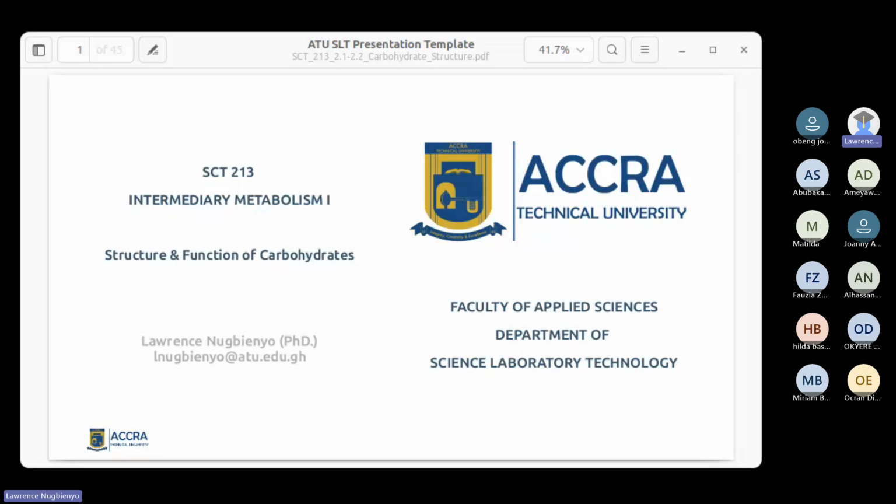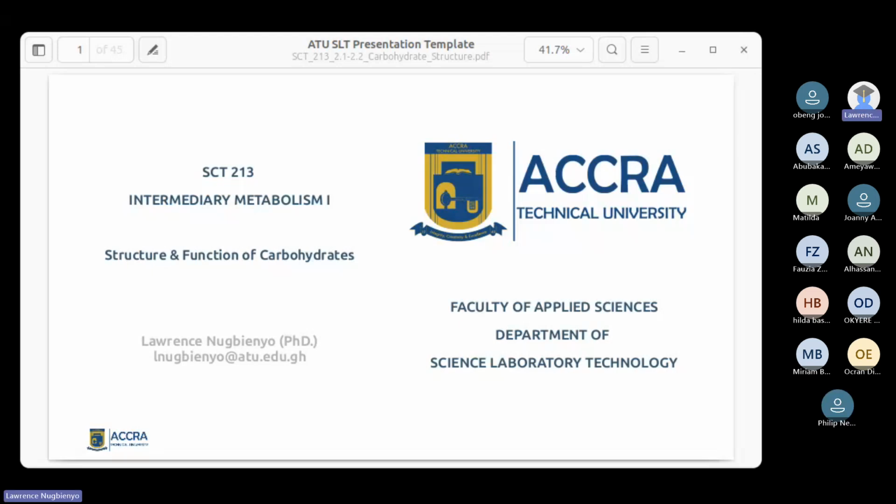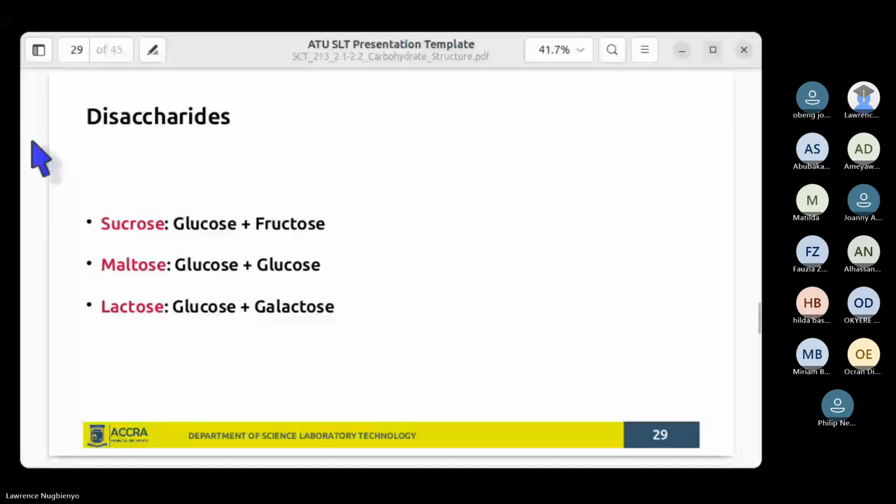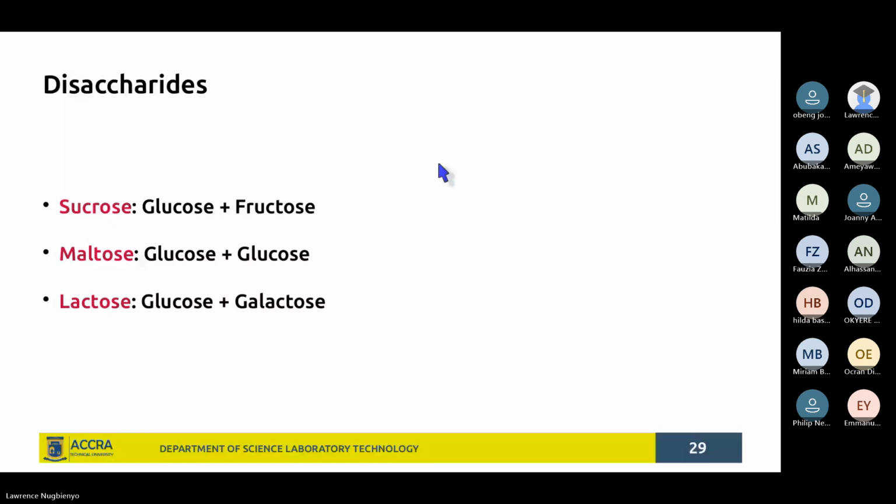We should finish dealing with the rest of the things under the structure and function of carbohydrates. So that's the next time we will go into the metabolism. Disaccharides. We were looking at just the monosaccharides and then the modifications of the monosaccharides.